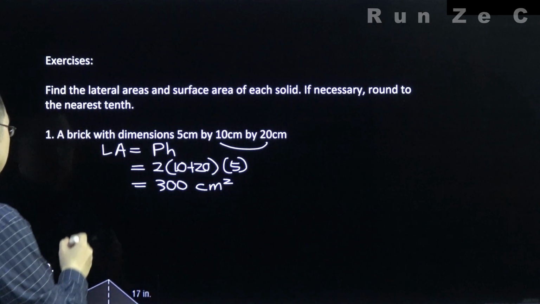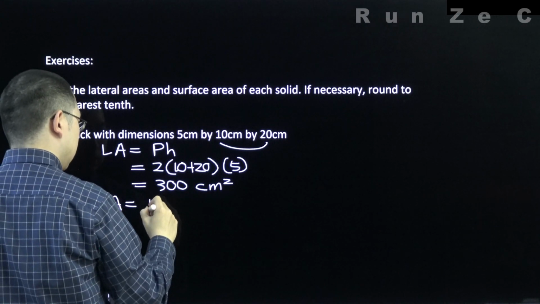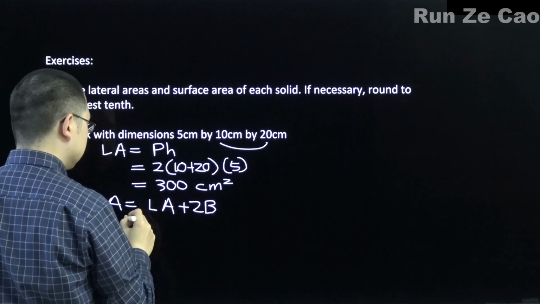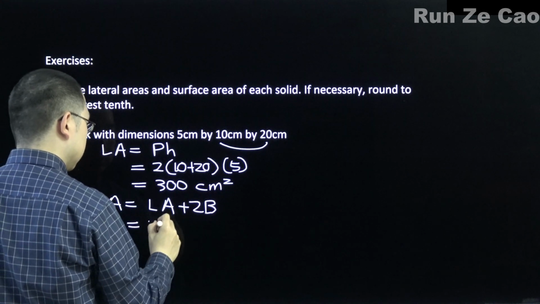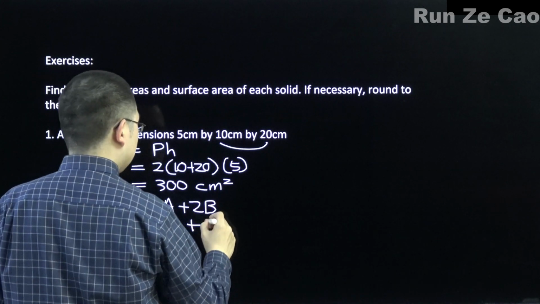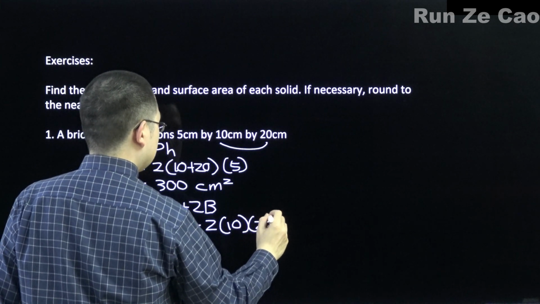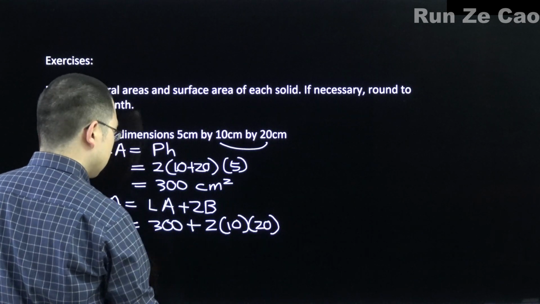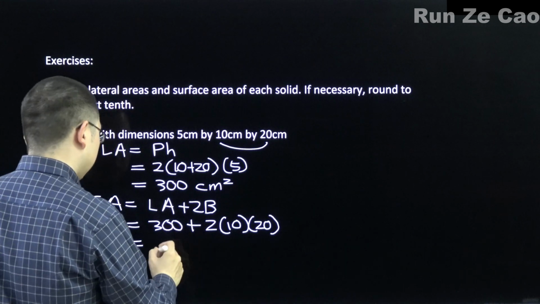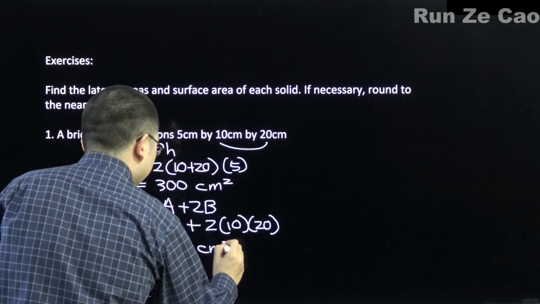Okay, surface area is equal to lateral area plus 2 times the base area, which is 300 plus 2 times the base area, 2 times 10 times 20. 2 times 10 times 20 is 400. 300 plus 400 is 700 centimeters squared.